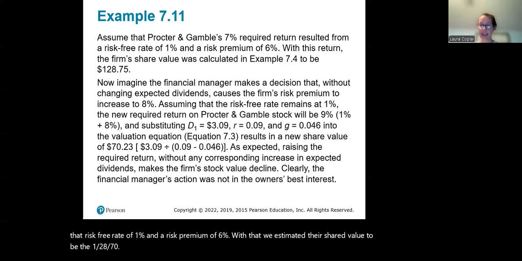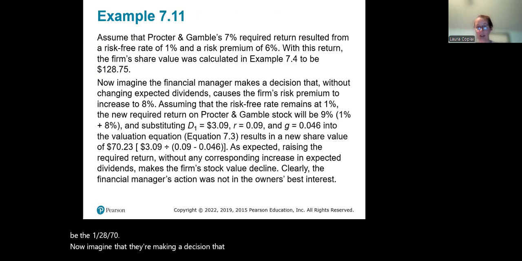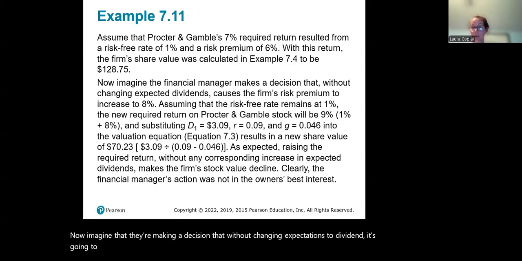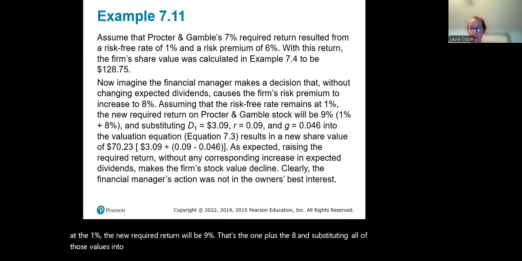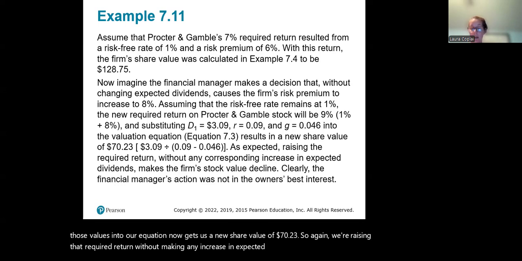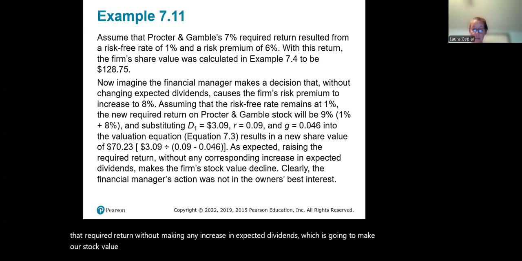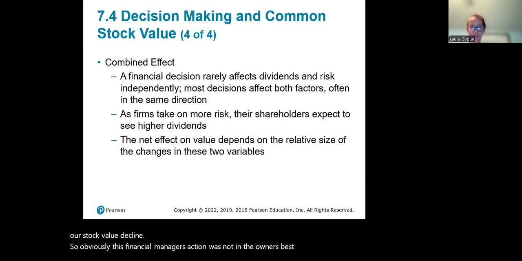Now imagine that they make a decision that, without changing expectations for dividends, causes the risk premium to increase to 8%. Assuming that the risk-free rate remains at 1%, the new required return will be 9%, that's the 1 plus the 8. Substituting all of those values into our equation gets us a new share value of $70.23. So we're raising the required return without any increase in expected dividends, which makes our stock value decline. Obviously, this financial manager's action was not in the owners' best interest.